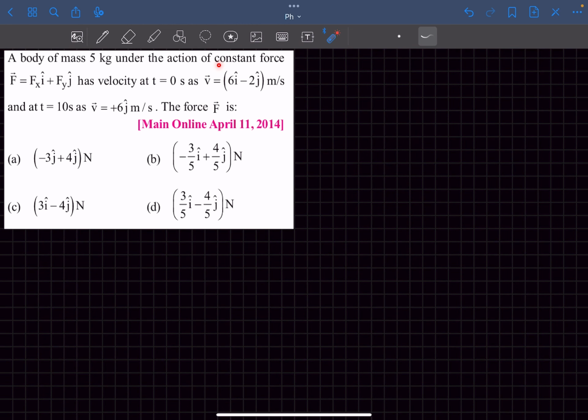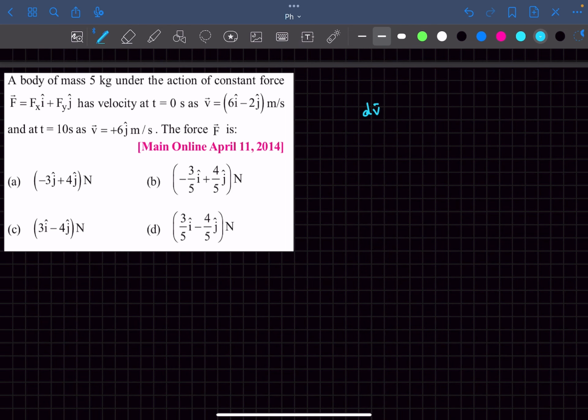So we have a body that is moving under a constant force, and its initial velocity is this, and its velocity at time t equal to 10 seconds is given to be this. We have to find the force. So as the body is moving with constant force, the rate of change of velocity is defined as the acceleration. I can write dv equals a dt.